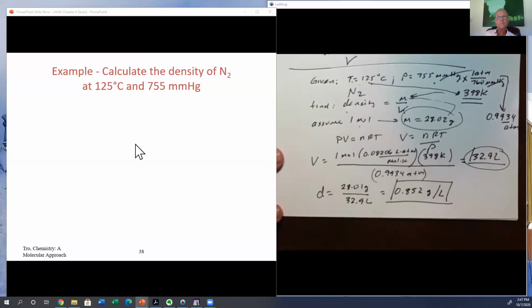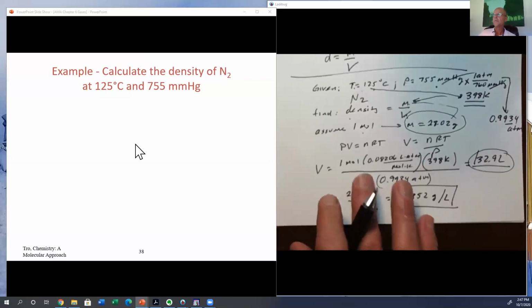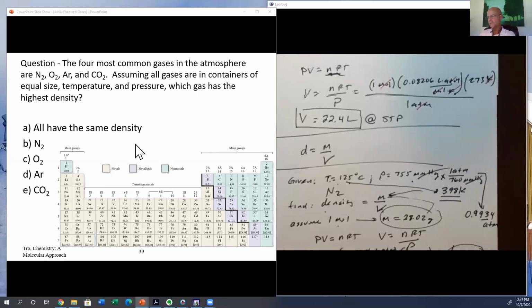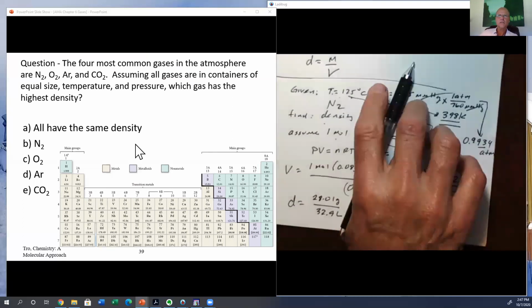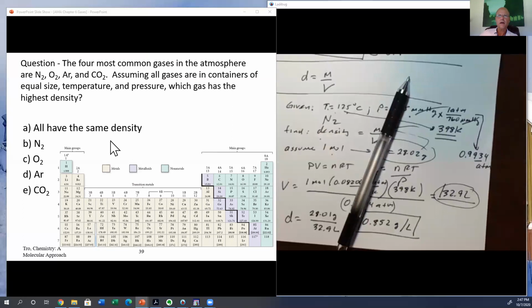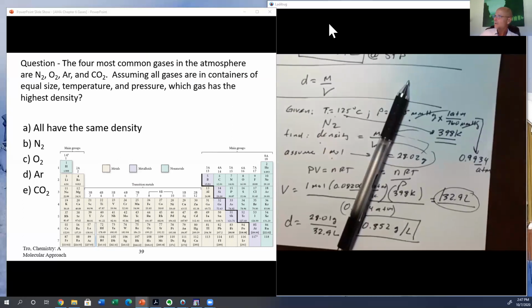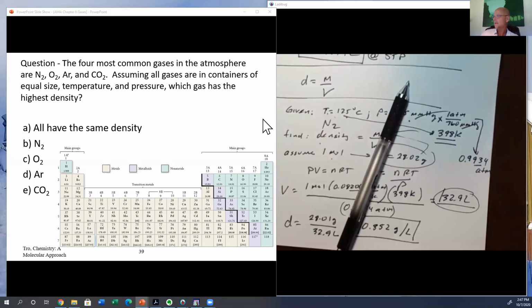Okay? Very good. All right. Here's another tricky question. No calculations, just seeing if you get this concept. Again, it's a little bit tricky, so think about it carefully.